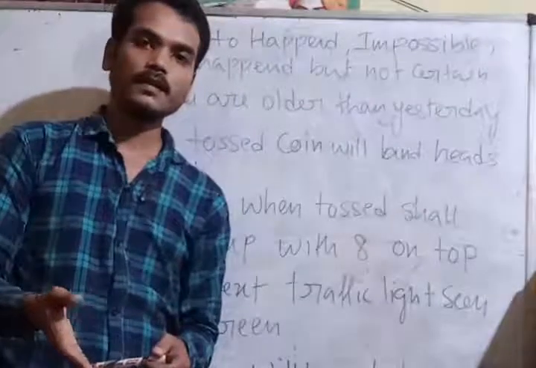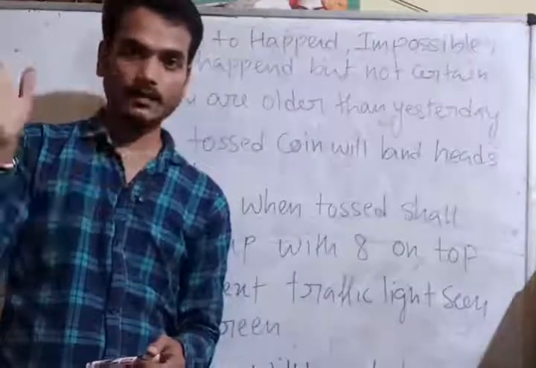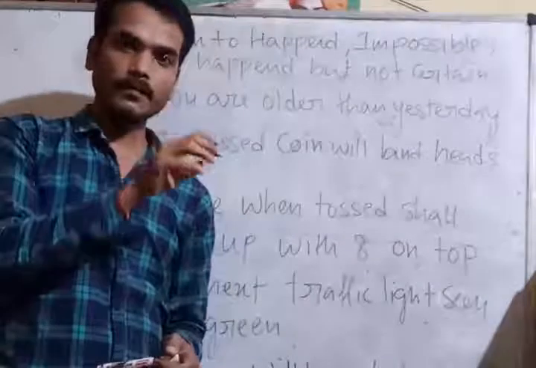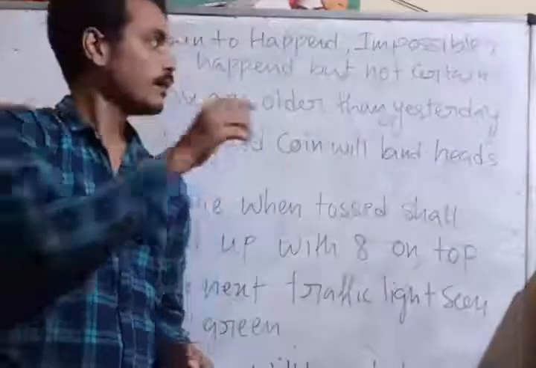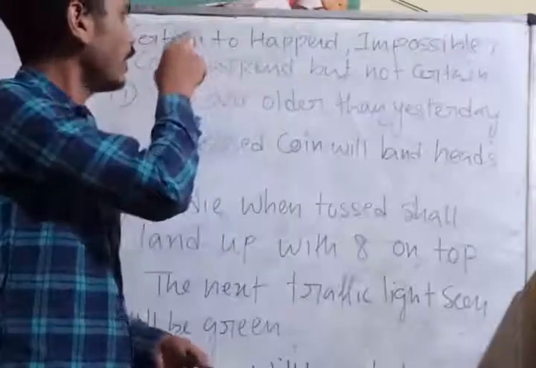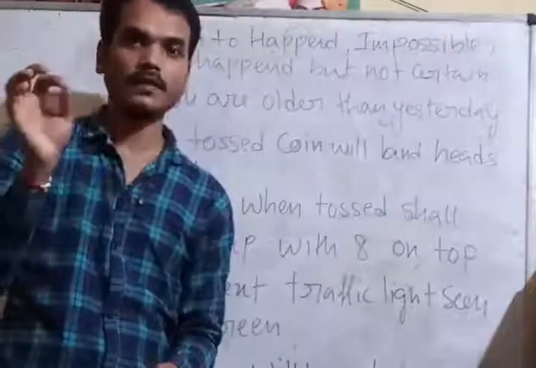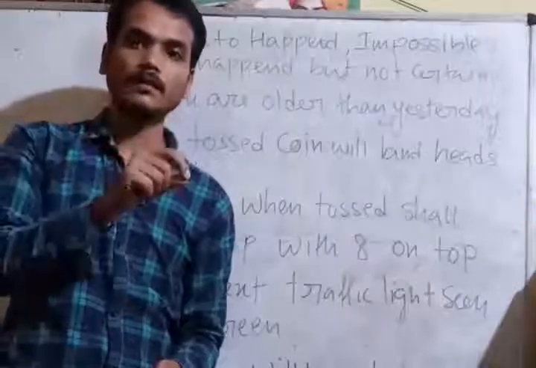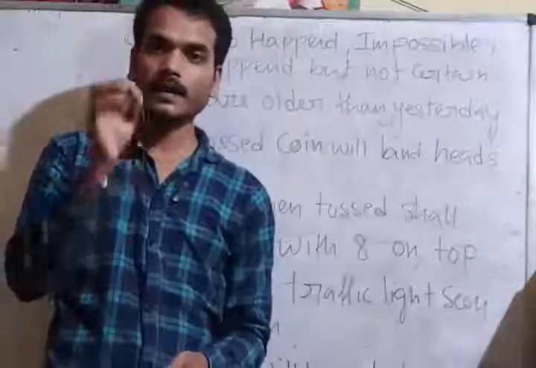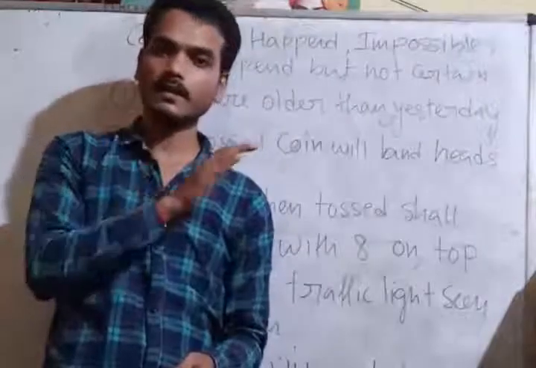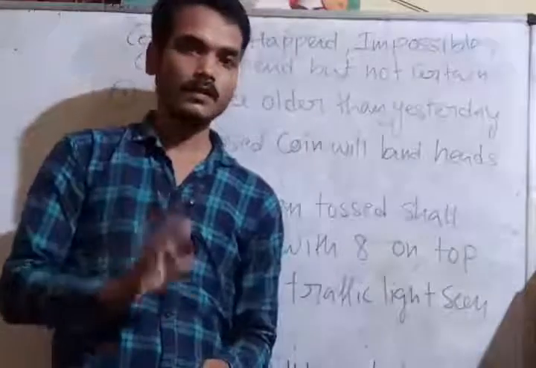Certain to happen means this is fixed that it will occur only. There is no other way. This will be fixed. Impossible means impossible, it will never happen. Can happen but not certain means it may happen but this is not fixed. So this you can understand.